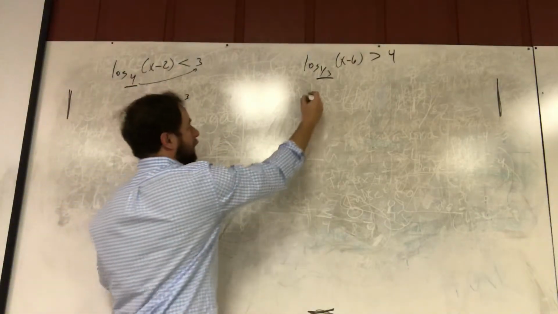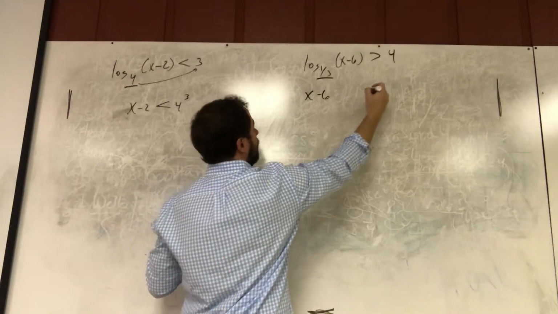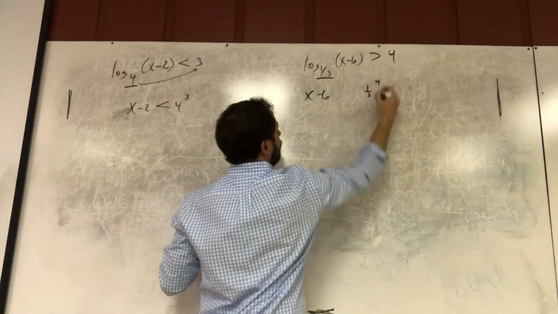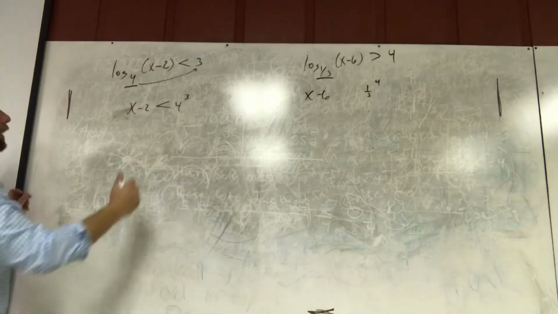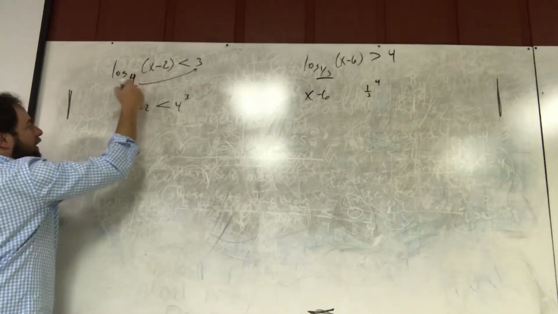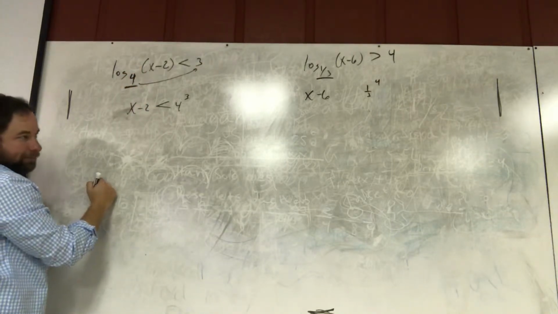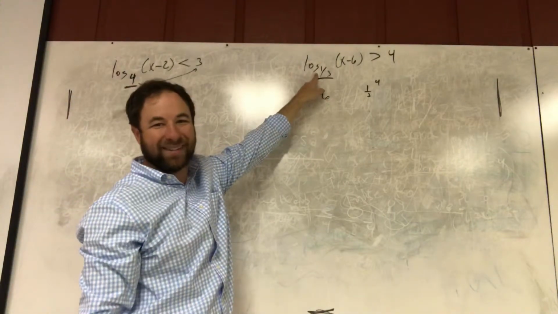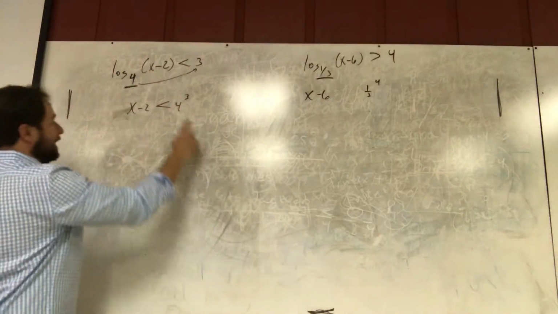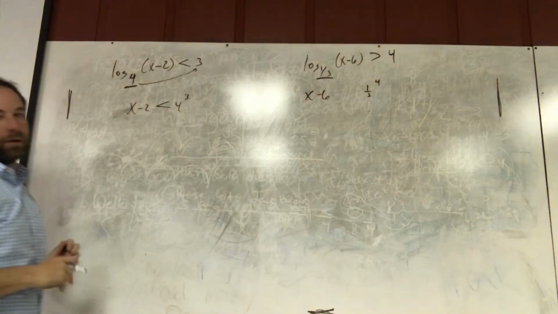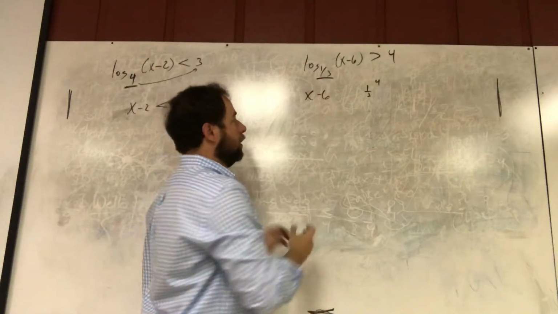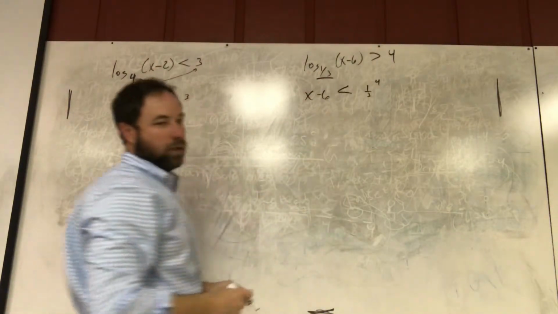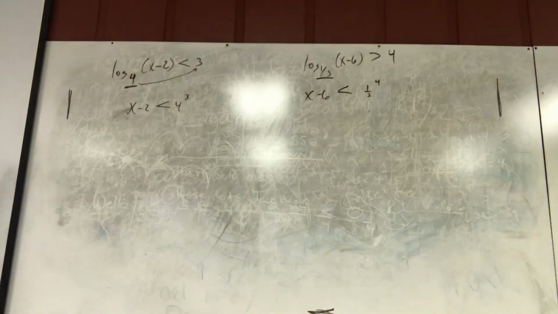Okay, same thing over here. We have x minus 6, and then we have 1/3 to the 4th power. Now notice I didn't put the inequality sign down yet. The reason is because this base is greater than 1. This base, being 1/3, is less than 1. When the base is greater than 1, you leave the inequality sign alone. When the base is less than 1, 1/3, you actually flip the inequality sign. So that's the only trick you've got to remember in these types of problems.